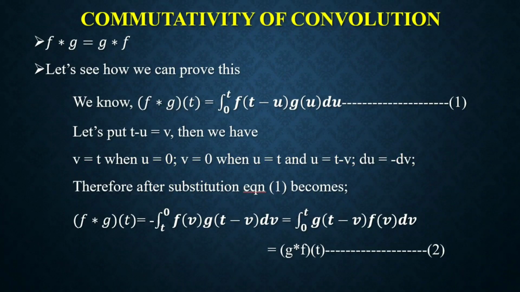Now, let's see the commutativity of convolution. That is, f star g is equal to g star f. Now let's see how we can prove this. (f star g)(t) is equal to, we all know, the integral from 0 to t of f(t minus u) g(u) du, right? So let's put t minus u equal to v. Then we'll have v equal to t when u is equal to 0 and v equal to 0 when u is equal to t.